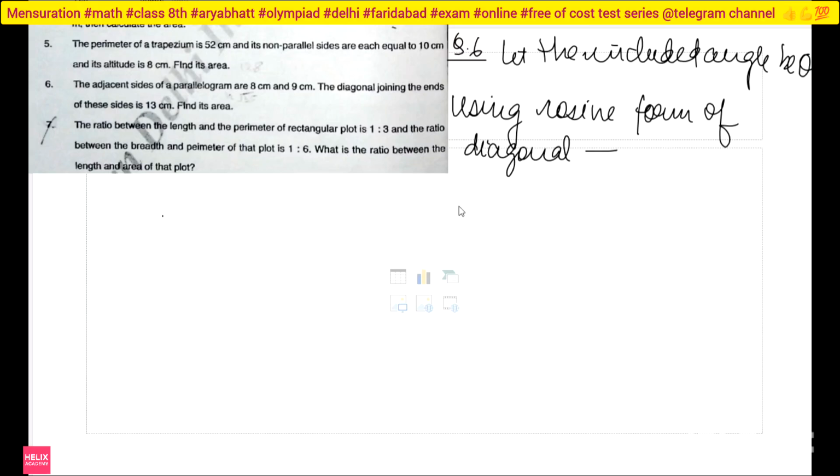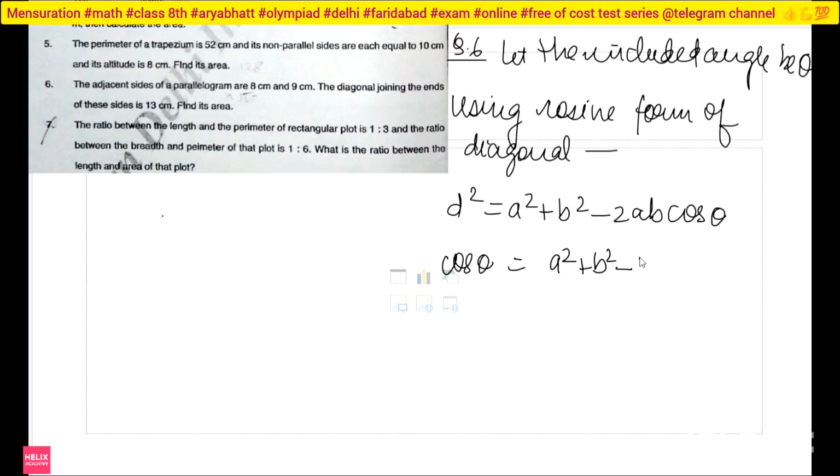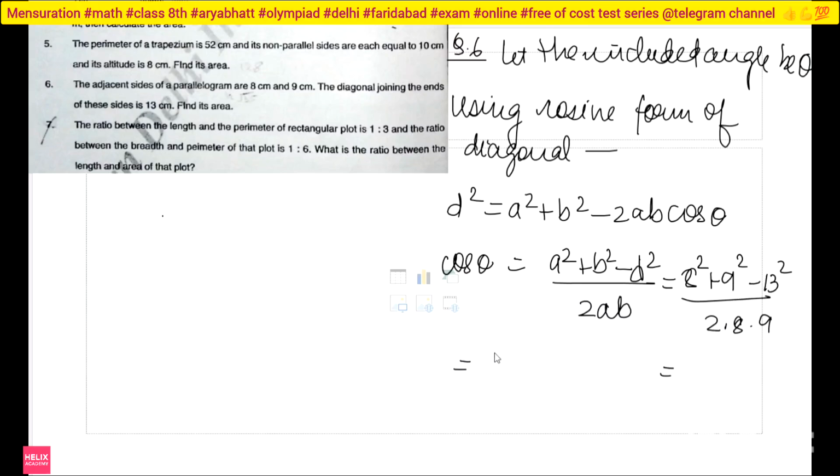So what you will get, d square is equal to a square plus b square minus 2ab cos theta. So cos theta will be a square plus b square minus d square upon 2ab. Putting all the values, that is 8 square plus 9 square minus 13 square upon 2 into 8 into 9. What will be the value? I am getting 64 plus 81 minus 169 divided by 144. So this will be your minus 24 upon 144, or I can say minus 1 upon 6, right? So cos theta value is your minus 1 upon 6. Now I will use this cos theta and do the next part.